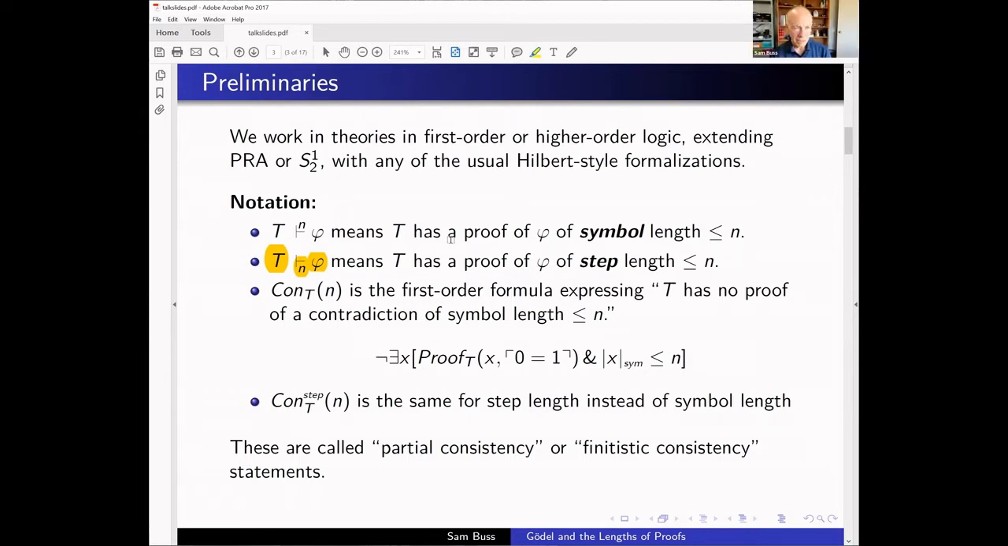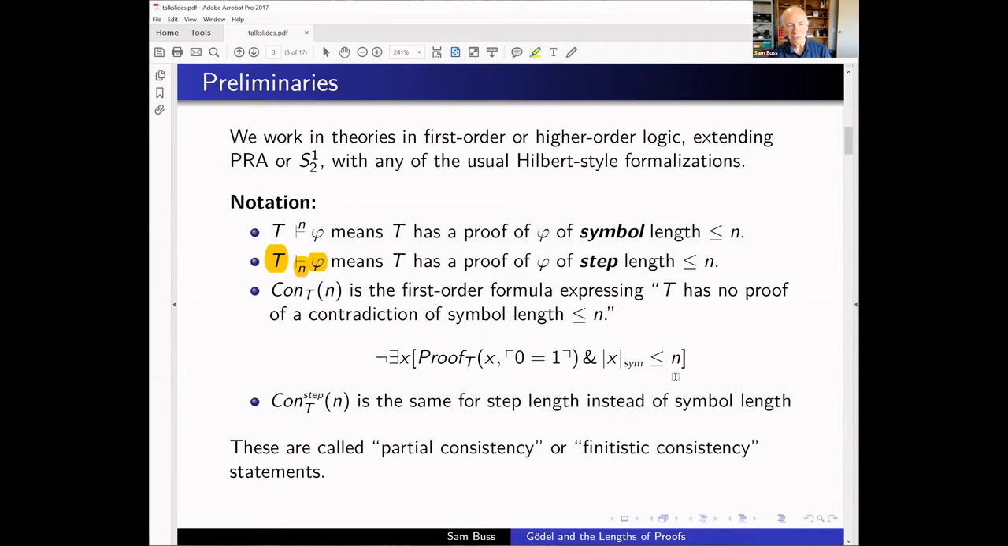Then we write the consistency statement. This is a finitary or partial consistency statement. Con_T(n) is a first order formula expressing in a natural way that T has no proof of a contradiction of symbol length less than or equal to n. And this is written out formally as written here on the screen. There does not exist an x, Proof_T of x, Gödel number of 0 equals 1, and the symbol length of x is less than or equal to n.